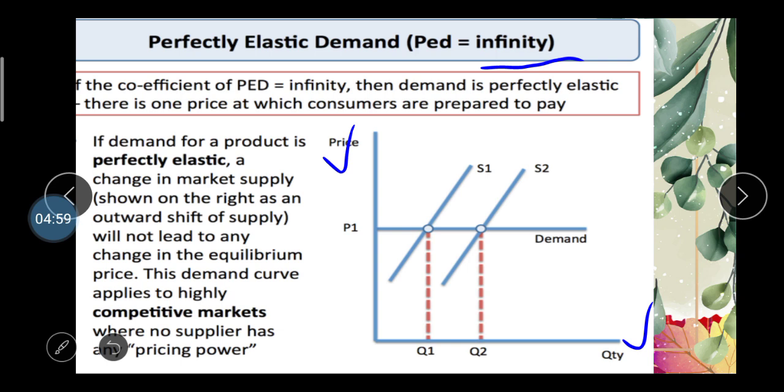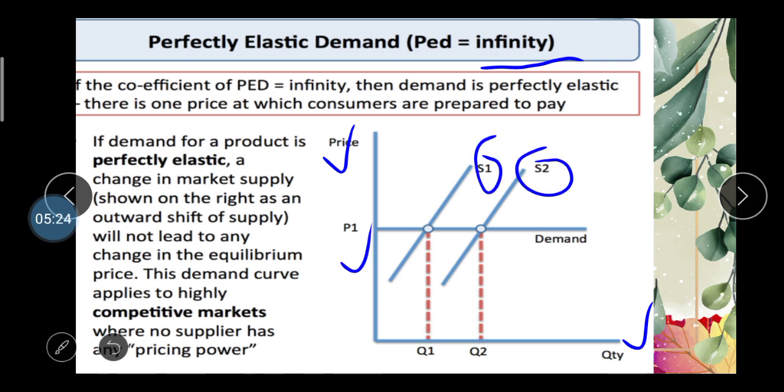If the demand for a product is perfectly elastic, a change in market supply, shown as an outward shift to the right of the supply curve, will not lead to a change in the equilibrium price. So this curve applies to a highly competitive market where no supplier has any price power. Here you see that the price is fixed and the supply changes, right?